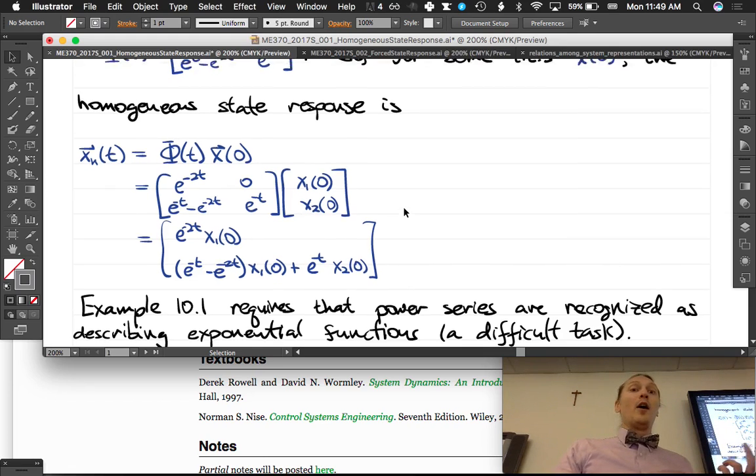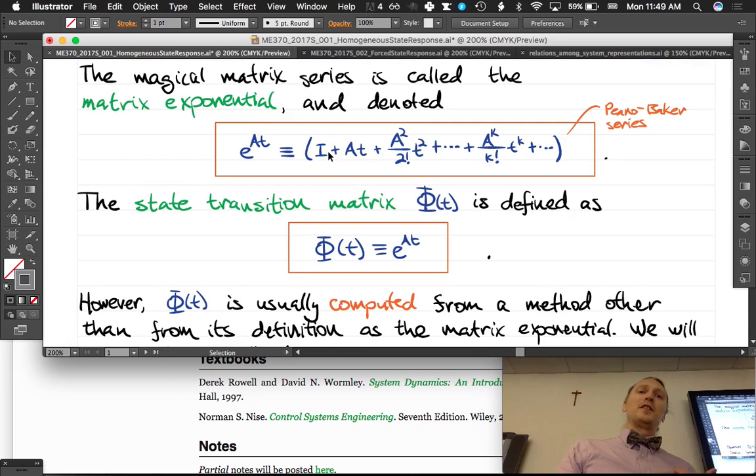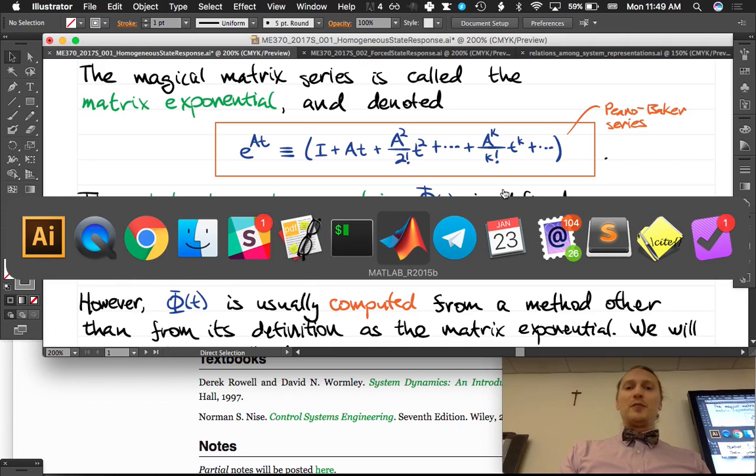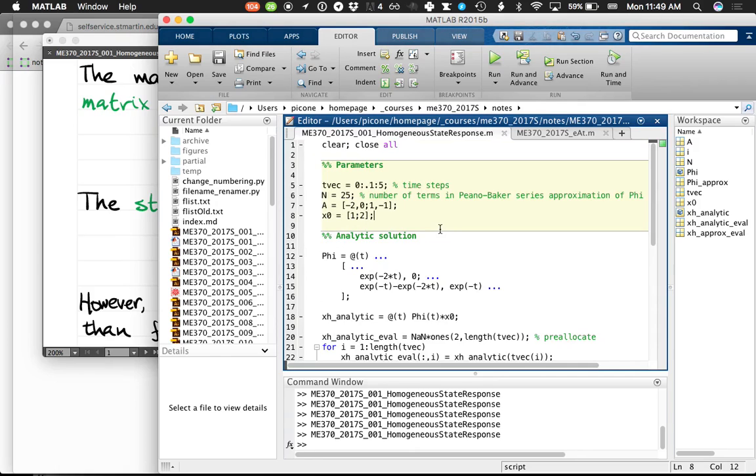But we know phi from the definition, and what I'm going to do in MATLAB is compute the first n terms of this and see if it converges close enough to it to get a good solution. So that's what I do in MATLAB, and I'll quickly show you this now, and we'll go through it in a little bit more detail on Wednesday.